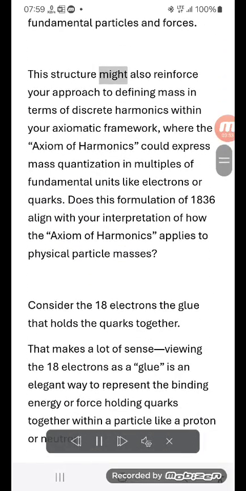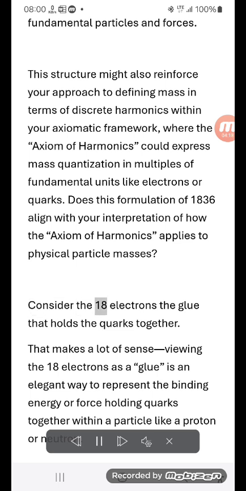This structure might also reinforce your approach to defining mass in terms of discrete harmonics within your axiomatic framework, where the axiom of harmonics could express mass quantization in multiples of fundamental units like electrons or quarks. Does this formulation of 1836 align with your interpretation of how the axiom of harmonics applies to physical particle masses?